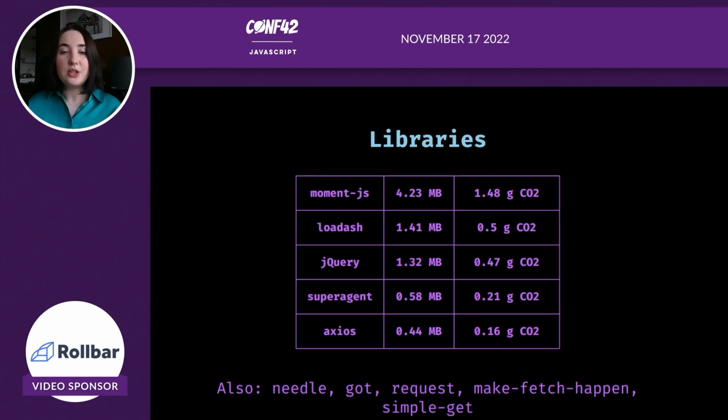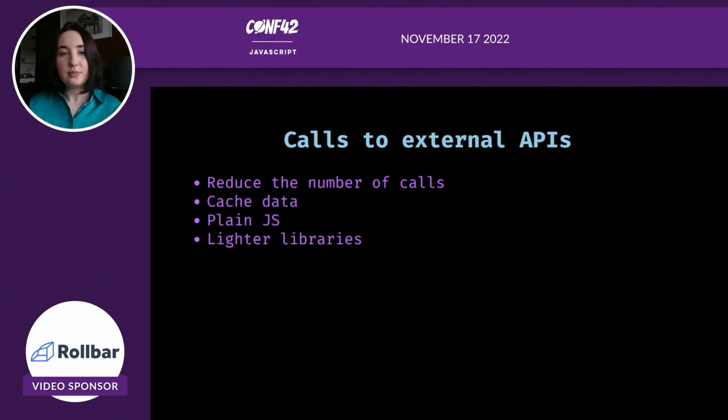When it comes to libraries, here you can see some of the most popular ones with their emissions. So for example, you can rethink whether all of the libraries that you're adding are really needed. Because for example, for Lodash, you could maybe try using just plain JavaScript, or you could use the already built-in fetch instead of adding some unnecessary libraries. When it comes to calls to external APIs, think about reducing the number of calls. So basically rethinking the logic of your calls, and caching data both on the front end and on the backend side. And as I already mentioned, just using plain JavaScript or lighter libraries.